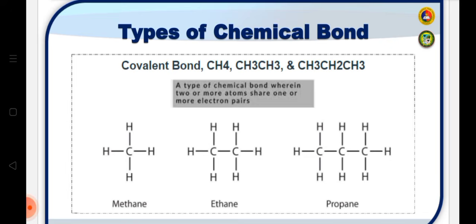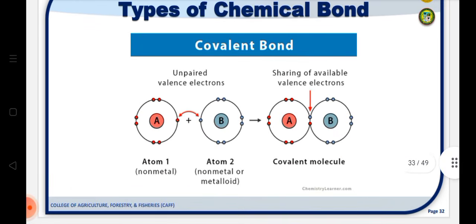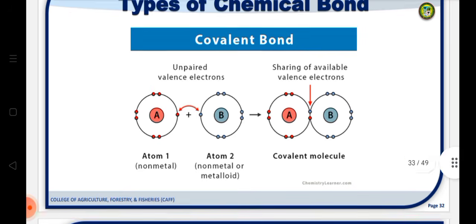How about in ethane, class? How many bonds did we see? Let's count. 1, 2, 3, 4, 5, 6, 7. So there are 7 bonds, meaning 14 electrons are shared. How about in propane, class? Let us count the number of bonds in propane. 1, 2, 3, 4, 5, 6, 7, 8, 9, 10. So there are 10 bonds in propane, meaning to say 20 electrons are shared. Okay, whenever it is covalent bonding, it is sharing of electrons.